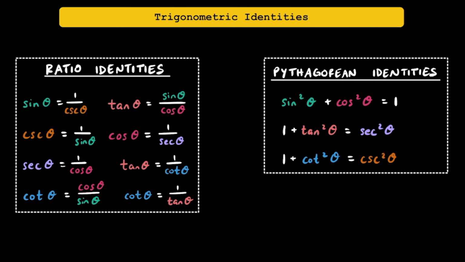While I know there are more identities out there, this video is going to be focused on using these ratio identities and these Pythagorean identities. I recommend that you either pause the video to try to memorize these identities, or take a screenshot to use as a reference as you work on the problems.